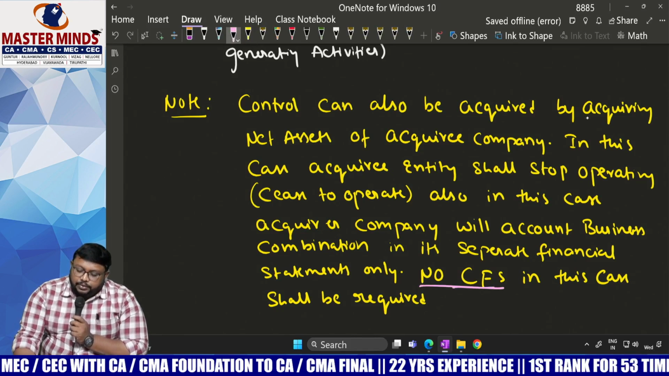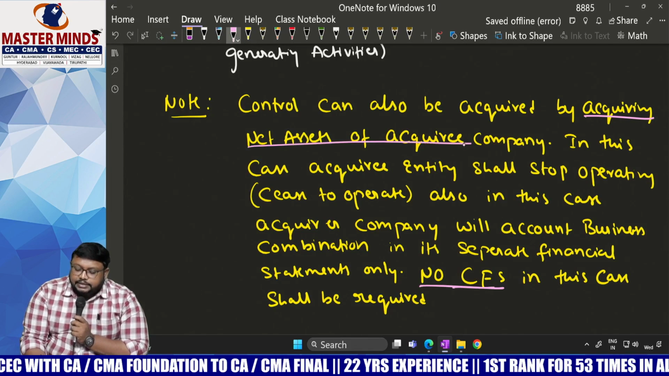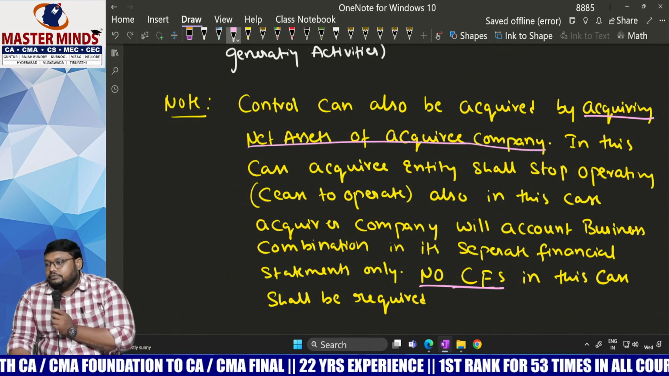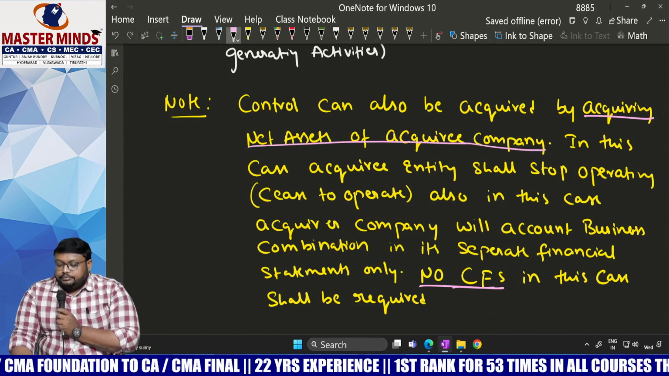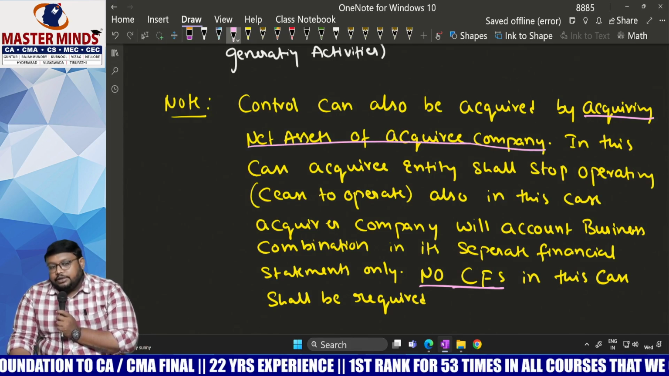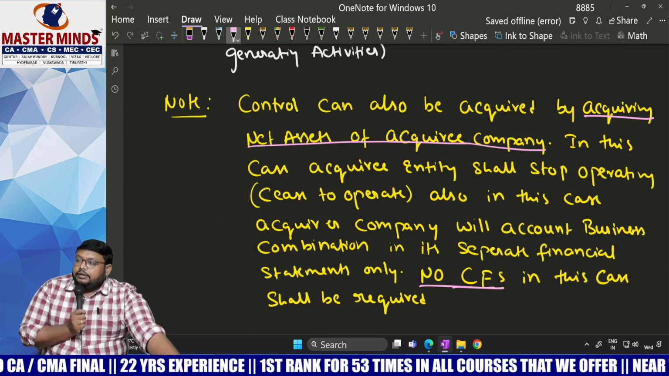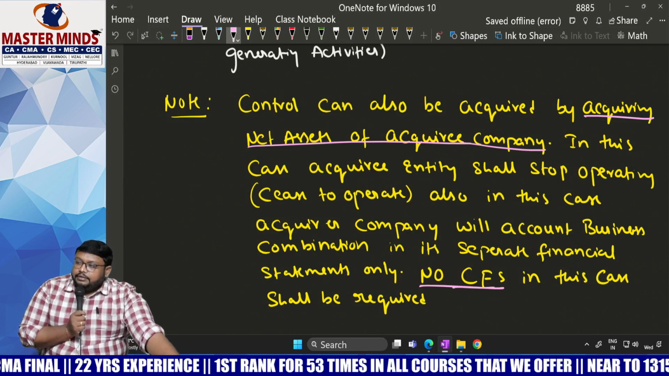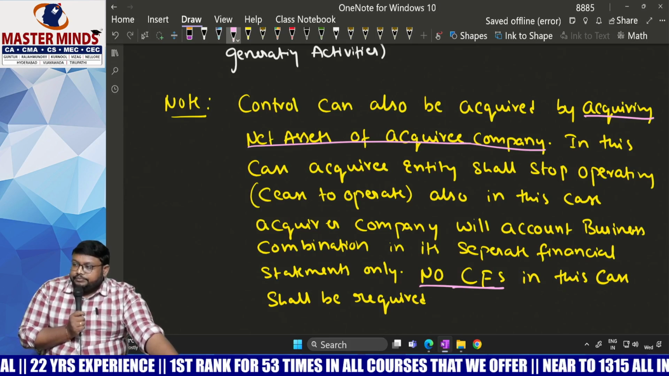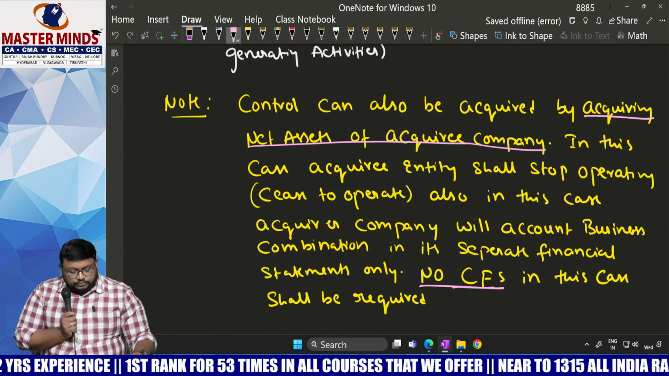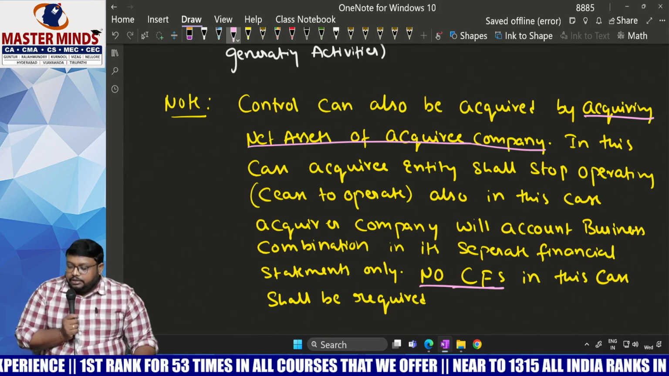So when acquiring net assets of the acquiree company, then also we can say you have the control. So like that we are retaining the control over the business. Once you go through all the points.